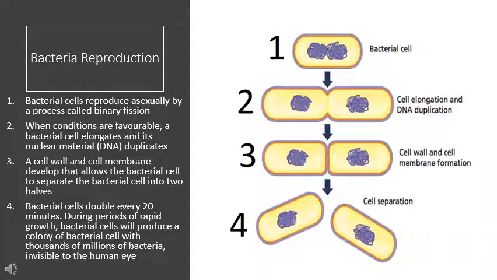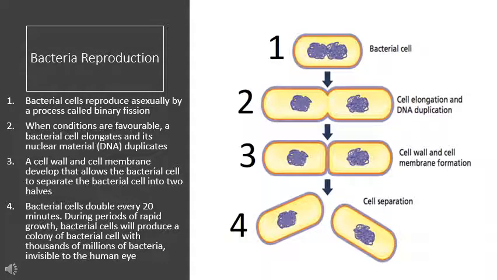When it has enough of these conditions, what the bacterial cell will do is it would elongate. Elongate basically means it gets longer, and the nuclear or DNA material that's inside the bacterial cell is going to split into 2 parts. One part goes to one part of the new bacterial cell, and the other part stays with the older part of the bacterial cell.